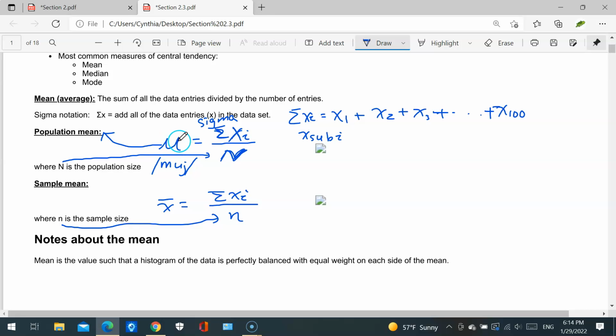So when you see mu, you should know this is the average, a numerical value obtained from the population. When you see x bar, you should know that is the average obtained from a sample.